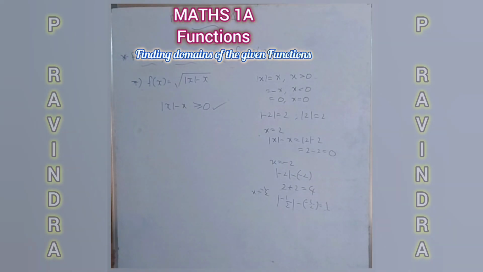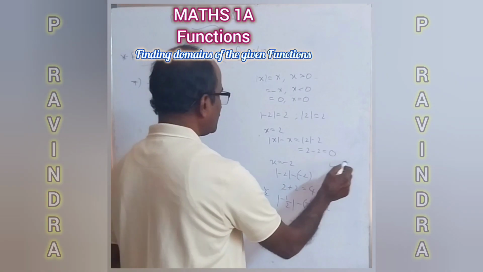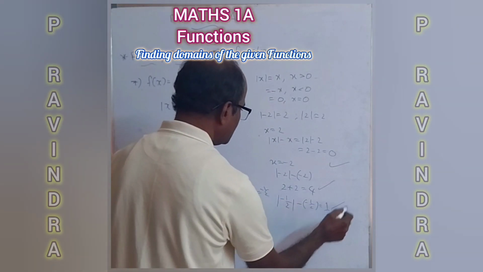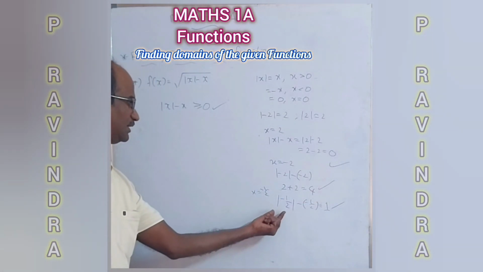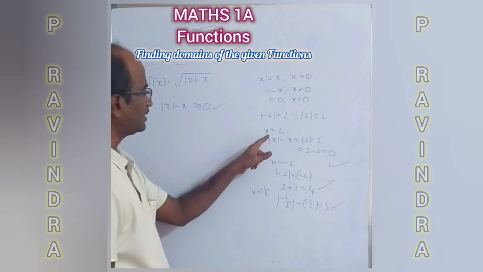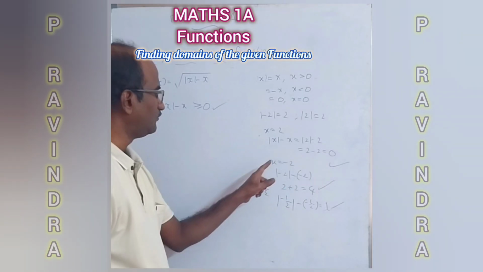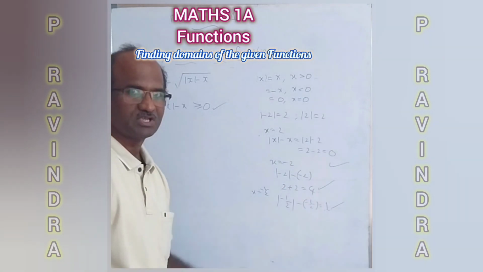So therefore, if you observe here, nowhere are you getting a negative answer. You are getting 0 or positive answers only. Though you take negative values, you finally get a positive answer. When you take a positive value, you get 0. When you take a negative value, you get positive values.